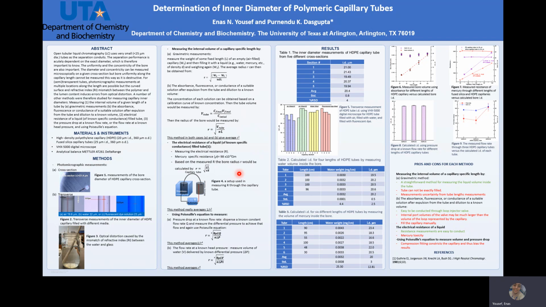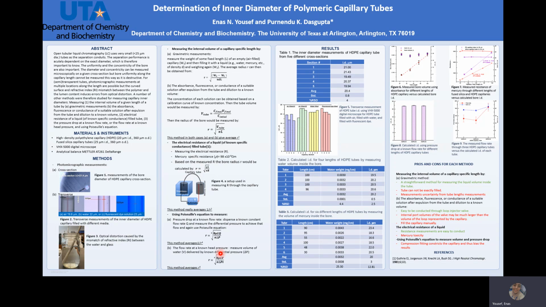The electrical resistance, where the resistance between the two ends of the tube filled with mercury was measured using a multimeter, and the radius was measured using this equation. The last method is using Poiseuille's equation, where we determine the pressure drop at a given flow rate. Then we apply this equation. Then we have the last one, which is determining the delivered volume for a specific pressure. Then we apply it to this equation.